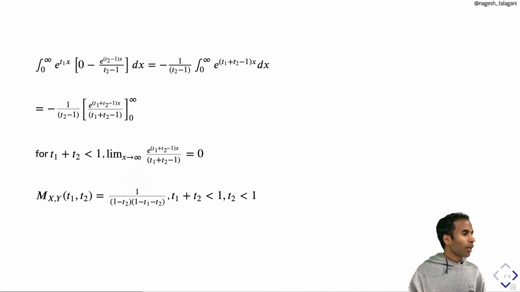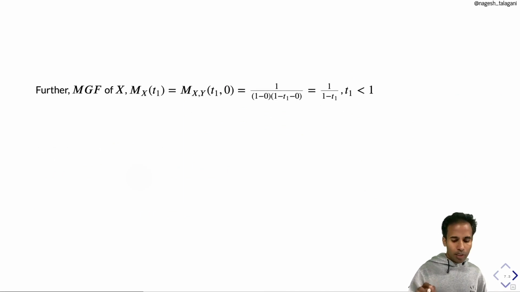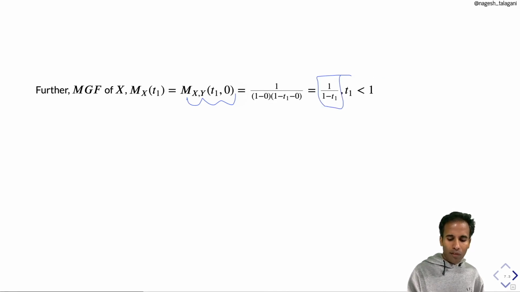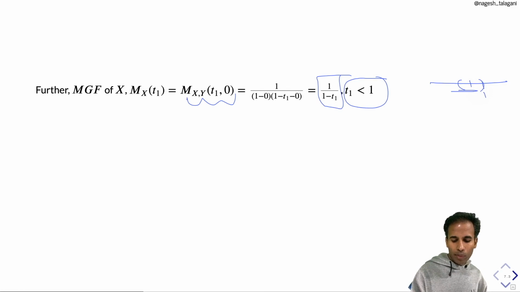Next let's look at MGF of x at t1. It's going to be the joint MGF value at t1 comma 0. If you substitute t2 value 0 in the joint MGF, we end up with 1 by 1 minus t1, which makes sense for t1 less than 1. So like this. Okay, so in this neighborhood it is guaranteed. So MGF of x exists, and it's going to be 1 by 1 minus t1 at t1.